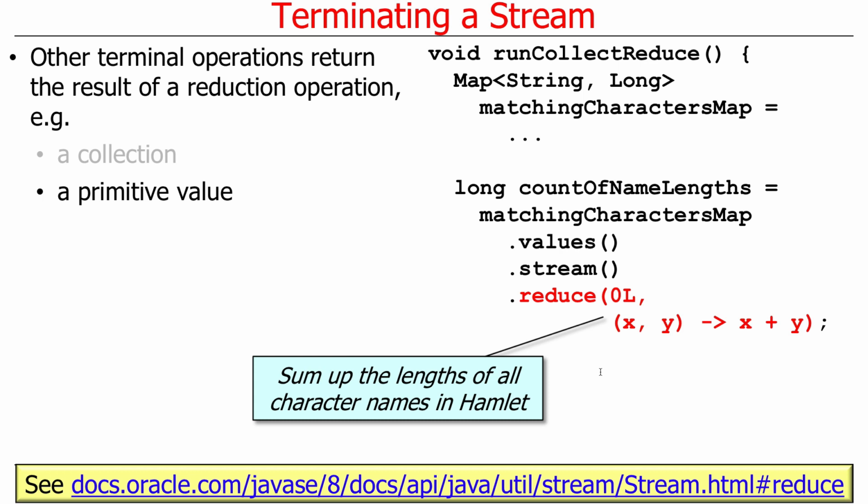And how we're going to do that is we're going to say, start this with the initial value of 0. And then for every element in the stream, actually every 2 elements in the stream, add those 2 elements together and come up with a reduced value. And this happens over and over again until we've reduced the entire stream of longs into a single result, which was the result of adding everything together. So basically, it's going to sum the lengths of all the character names in Hamlet.